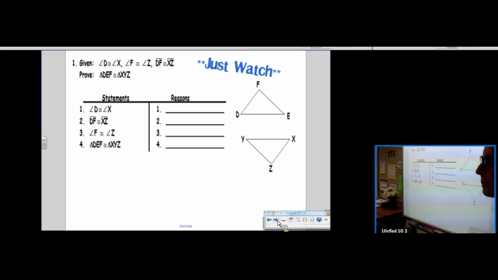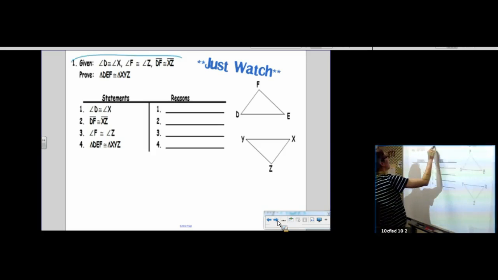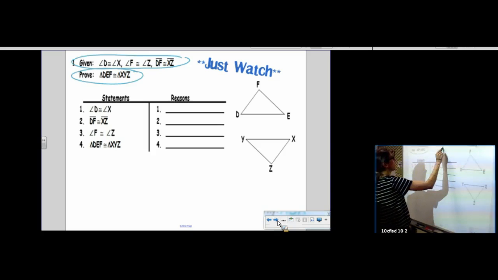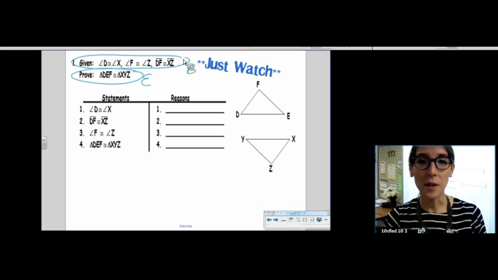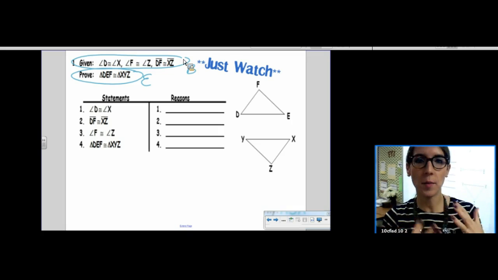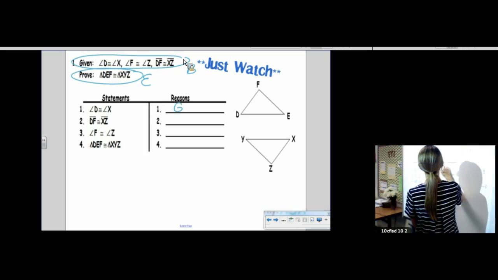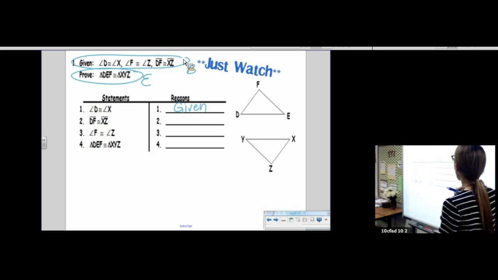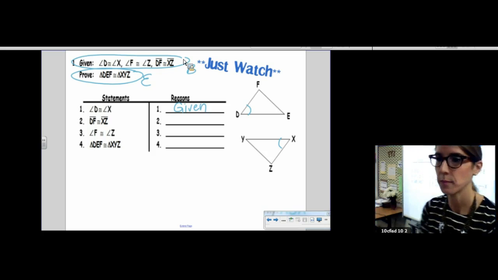All right, number 1. So with proofs, you always have a given, and you have a proof. This is your beginning, and this is your end. Now, when you state the given, you don't have to give a reason. Your reason is just given. You don't have to have a theorem or a definition that backs it up. So when I state angle D is congruent to angle X, I literally just get to write given. That was given to me. I didn't use a theorem. I didn't use a definition.